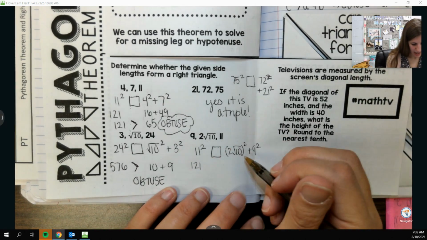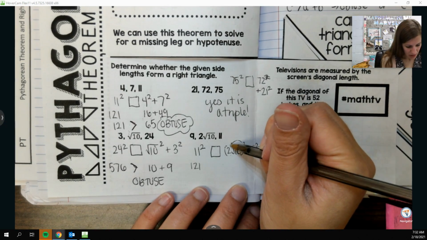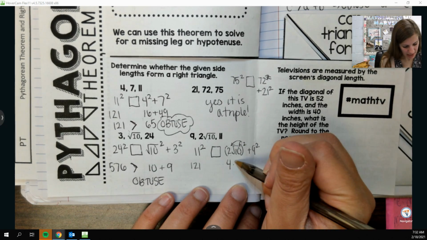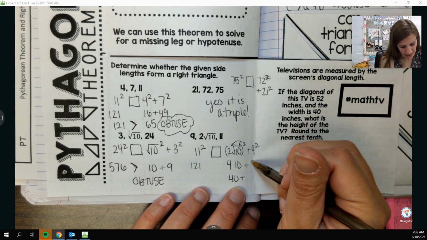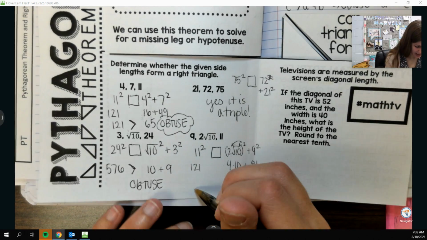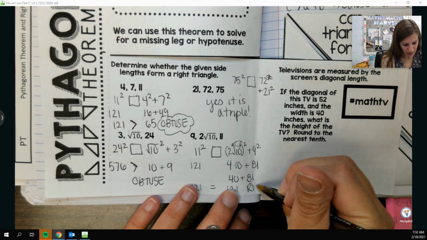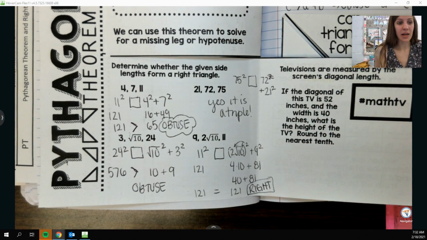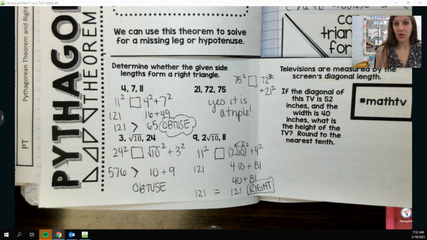So 121. And then the 2 root 10 squared, we did one like that above. Really, I just like to think about squaring each thing. So 2 squared is 4. The square root of 10 squared is 10. So it's going to be 40 right there. And then 9 squared is 81. Oh, 121. So this does equal, so it is a right triangle. It's not a Pythagorean triple because it's not a nice whole number, but it is a right triangle. So obtuse, right. That one was right because it is a triple.